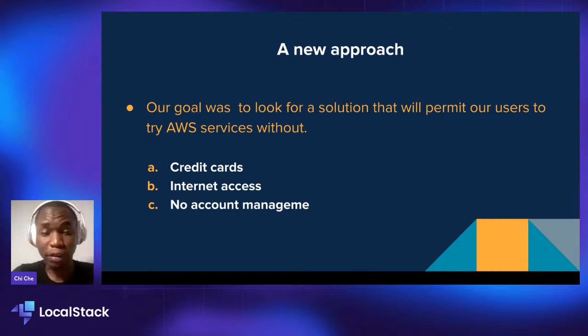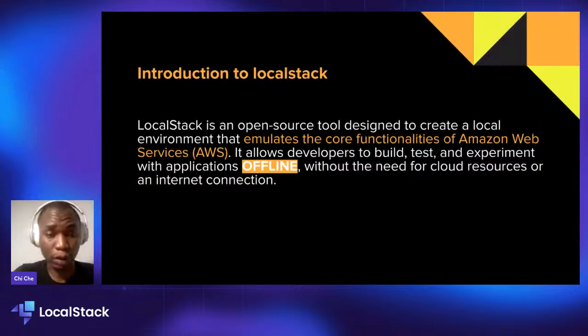And while we were in the search for that, we came across LocalStack, which is an open source tool designed to create local environments that emulate core functionalities of AWS services. It allows developers to build, test, and experiment with applications offline without the need for cloud resources or internet connection. Immediately I learned about doing this offline, I was so happy, and I immediately got hooked on LocalStack. So basically, we are able to create a lab.